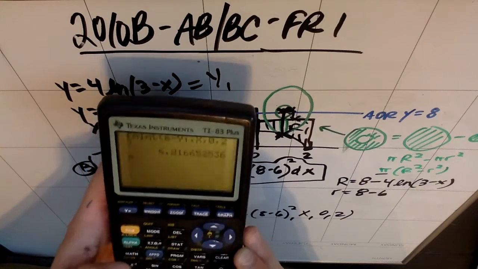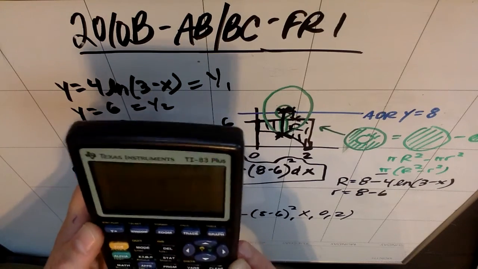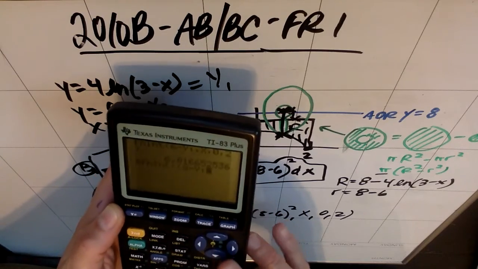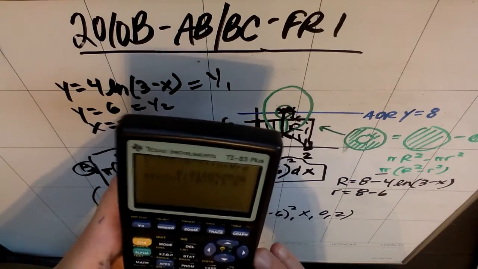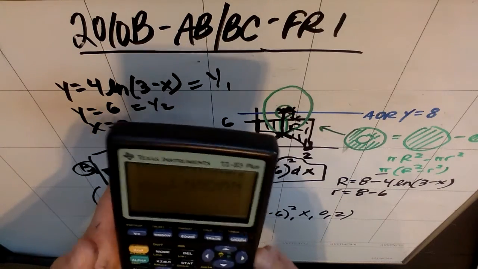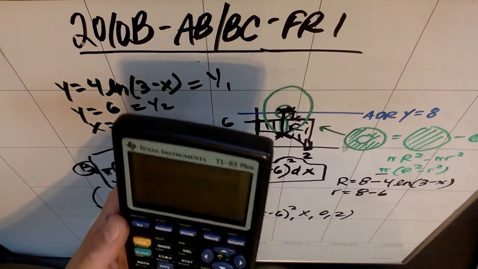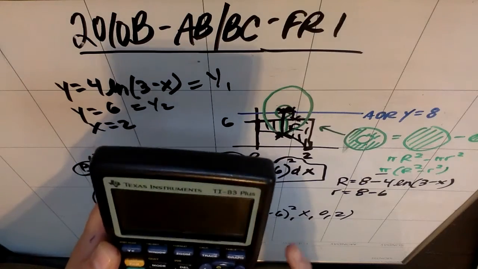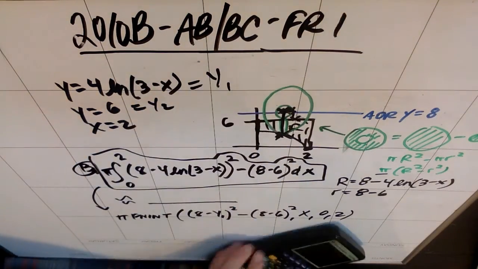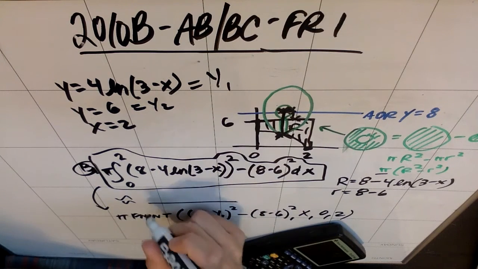So I do my pi, I do my math 9, and then in parentheses, I want 8 minus vars over to y vars, pick function y1, close that, quantity squared, minus 8 minus 6 quantity squared. And again, if you just want to make it a 2 squared, you can, but it's not necessarily worth it. With respect to x from 0 to 2, and I hit enter. So I get 168.179.